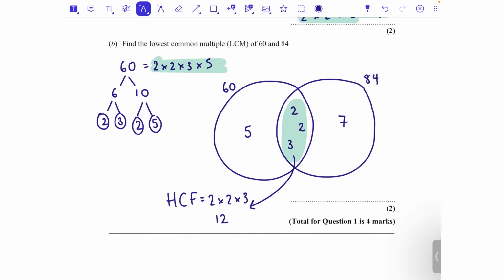So the highest common factor would be 12. If you want the lowest common multiple, you take that 12 and multiply it by any numbers left on the outside. So 12 times 5 times 7. Let's put that over here. Lowest common multiple is 12 times 5 times 7, any numbers left on the outside, which is 420.